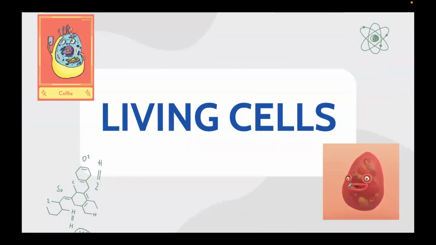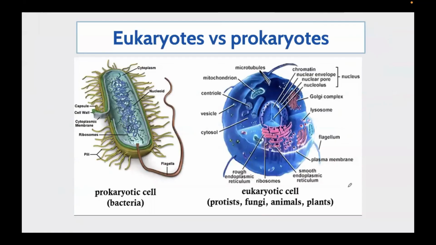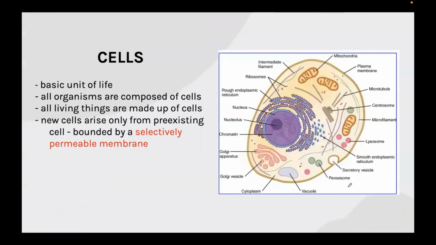Next, for your living cells, last topic na natin to. The cell is the basic unit of life. All organisms are composed of cells. All living things are made up of cells. New cells arise only from pre-existing cells, bounded by a selectively permeable membrane.